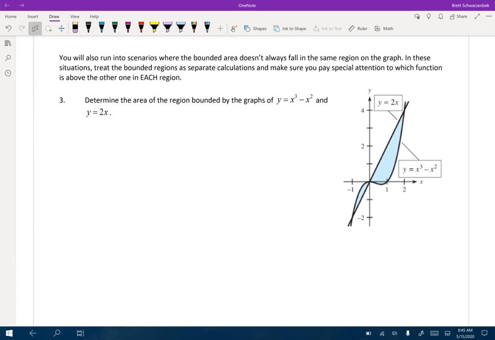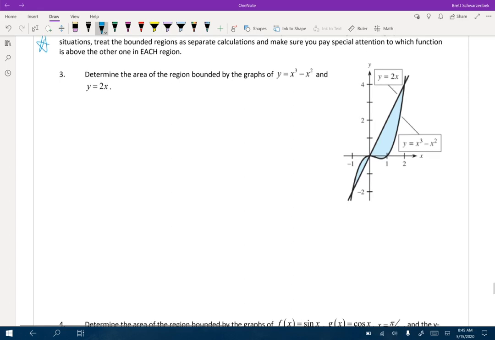Moving on. You will also run into scenarios where the bounded area doesn't always fall in the same region on the graph. In these situations, treat the bounded regions as separate calculations and make sure you pay special attention to which function is above the other function in each region.